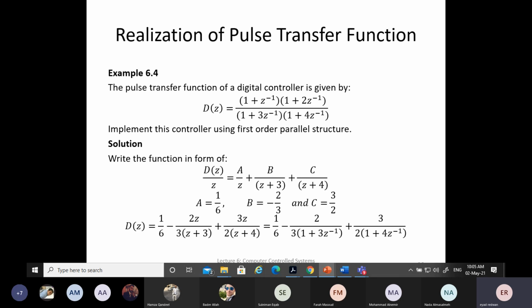Okay, so let's solve this question. No, this is the question. Parallel structure. Okay, it's a very simple one. Now to implement this in parallel structure, I have to write this as a constant plus summation of first order terms plus summation of second order terms.